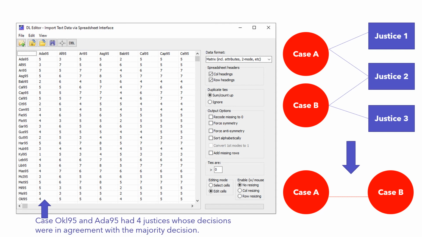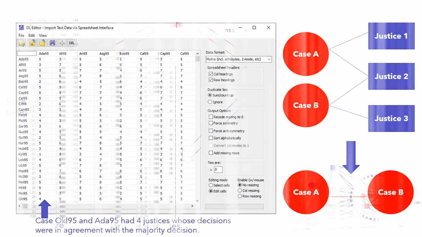With this case-by-case matrix, you can then conduct a network analysis to explore the relationships among the cases. Since I'm not a legal scholar, it would be difficult for me to interpret the results. I'll leave the analysis and interpretation to those who are interested.